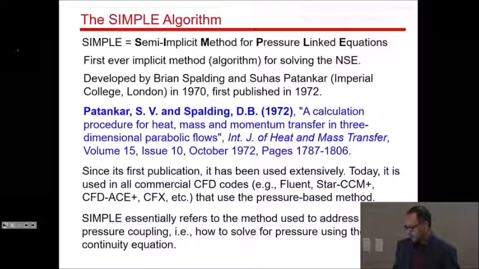Okay. So when somebody asks, what is SIMPLE? If I asked you for a one sentence answer, what is the SIMPLE algorithm? You should have it very clearly in your head. It is not the finite volume method. It is not the pressure-based method itself. SIMPLE refers to the method used to address velocity-pressure coupling. In other words, how do we use the continuity equation to figure out pressure? That's what it refers to specifically. Okay, so have that very clear in your head, that the SIMPLE algorithm is simply an algorithm to treat pressure-velocity coupling.